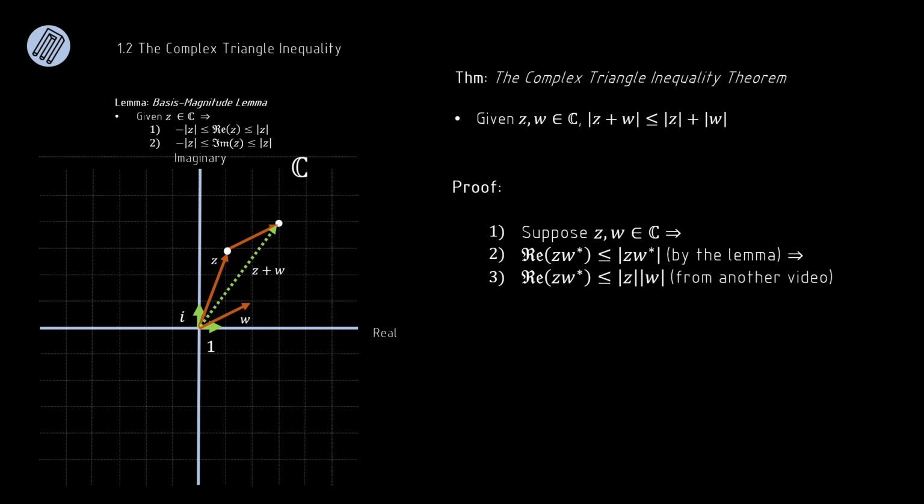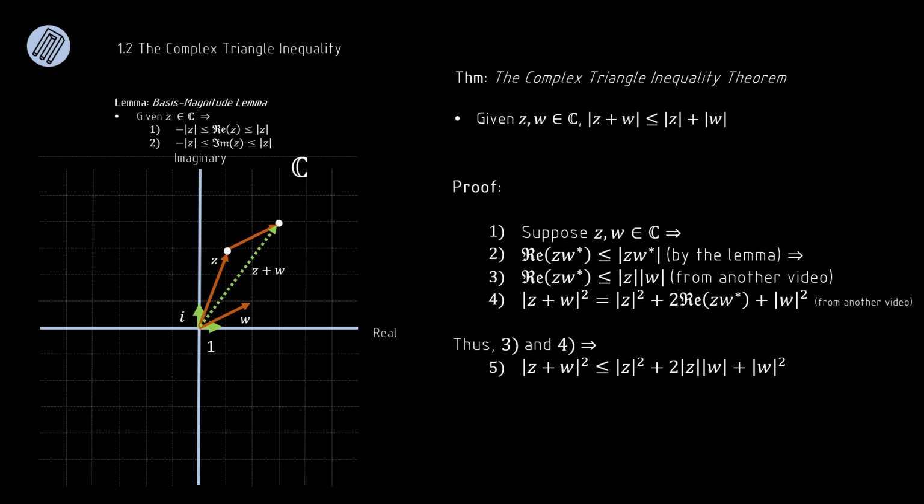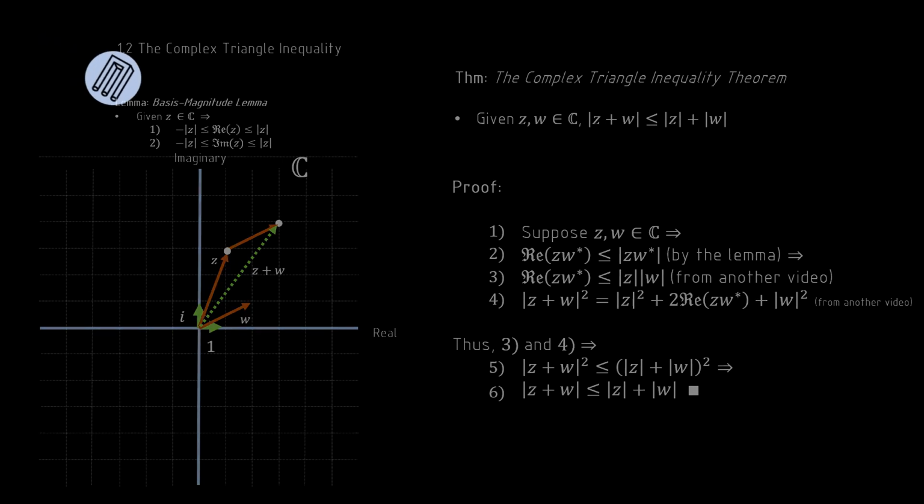Now, again, in another video, we showed that the square of the magnitude of the sum of two complex numbers, say z and w, is equal to the square of the magnitude of z plus the square of the magnitude of w plus 2 times the real part of z times the conjugate of w. If we take line 3 and substitute in line 4, then we get some equation like this. We can factor this left side into something more compact, namely the square of the magnitude of z plus the magnitude of w. And if we take the root of both sides, voila! We get what we set out to show, the complex triangle inequality theorem. That's all for now. Thanks for watching.